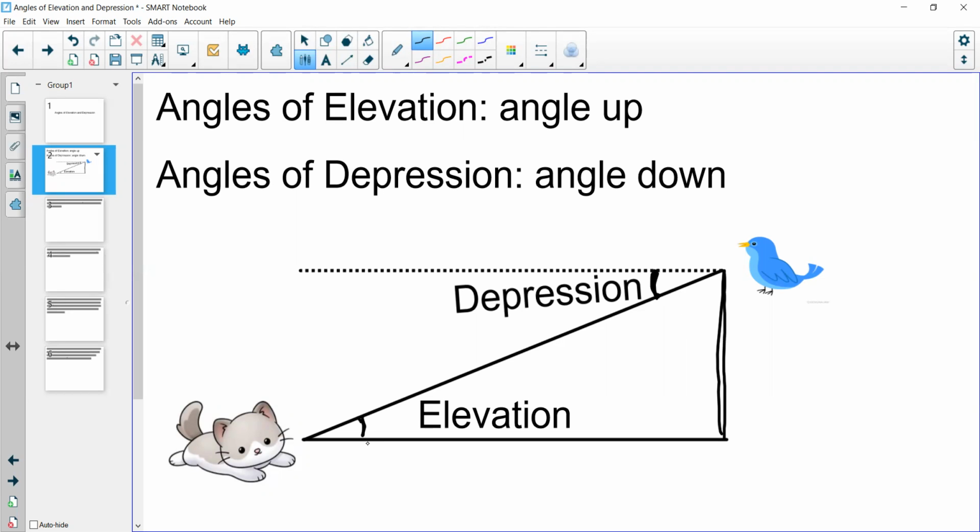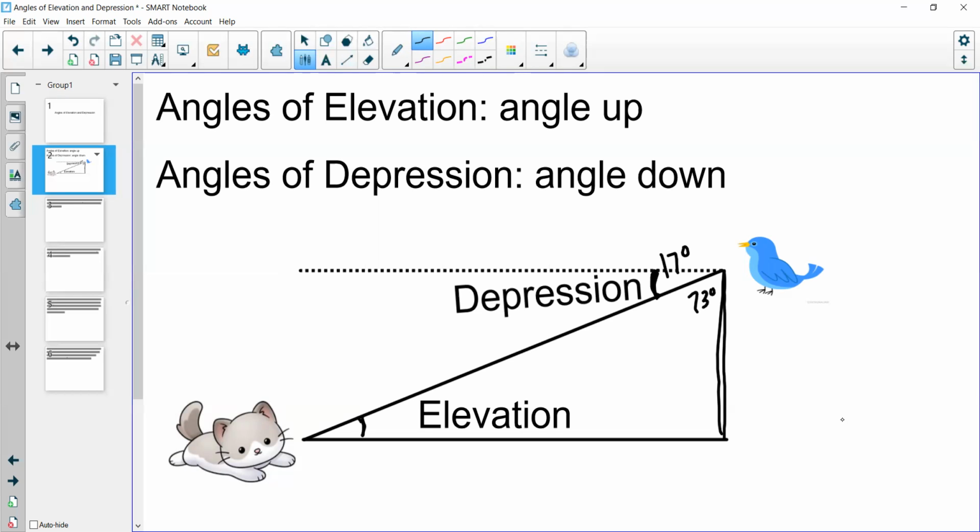So if we created a right triangle, it would not be the inside angle here, but it would be the complementary of that angle. So if we had an angle of depression of 17 degrees, then what that would mean is the angle at the top of our triangle that it creates here would be 90 minus 17 or 73 degrees. So these angles of elevation and depression are really interesting and really applicable in the real world.